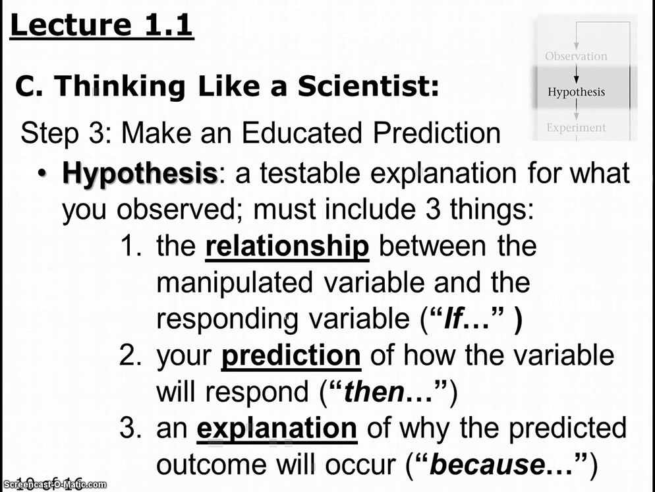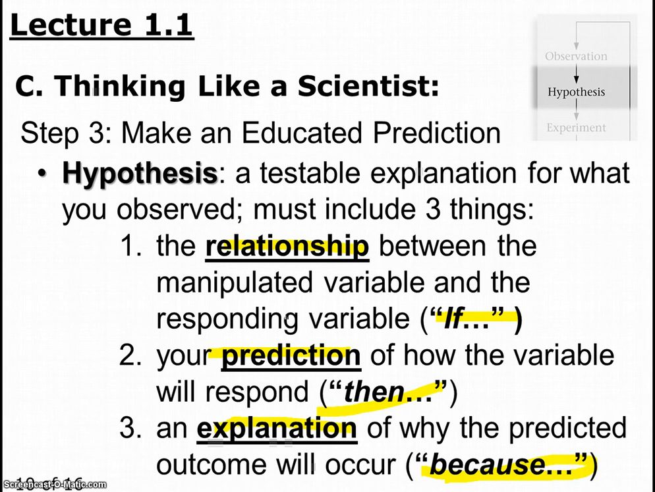Usually, we science teachers have students learn if, then, because as a hypothesis statement. What we're really trying to get you to write down, however, is the relationship, the prediction, and the explanation of what's going to be going on in your experiment. So first you're going to state the relationship between the manipulated variable and the responding variable. Secondly, you want to include your prediction of how the variable will respond. And finally, you want to include an explanation of why the predicted outcome will occur.